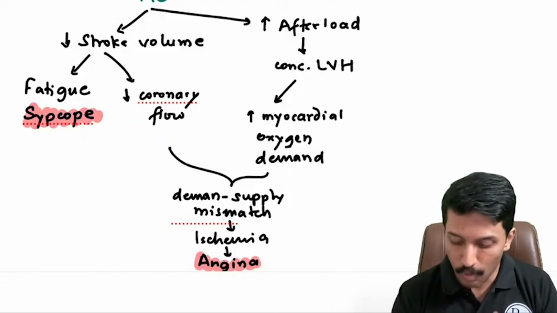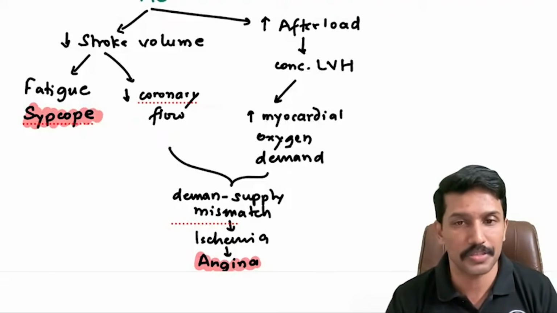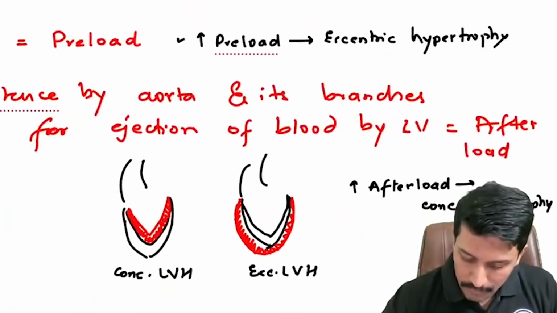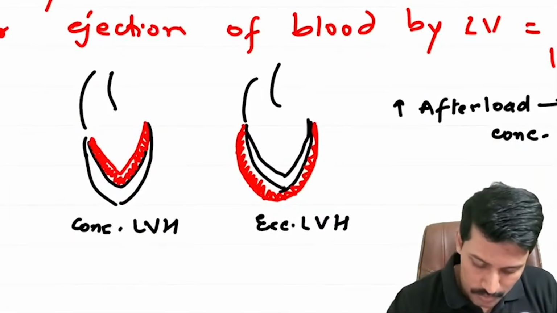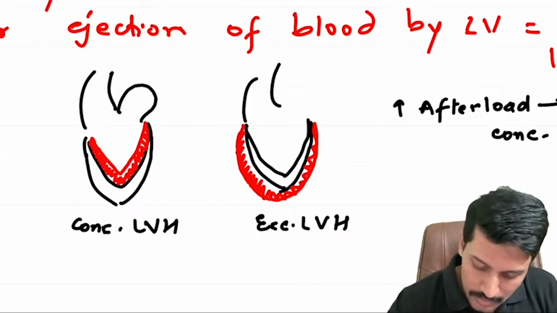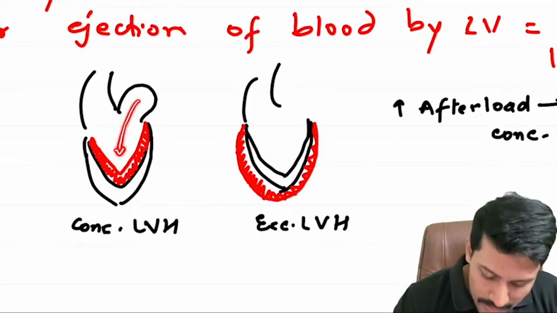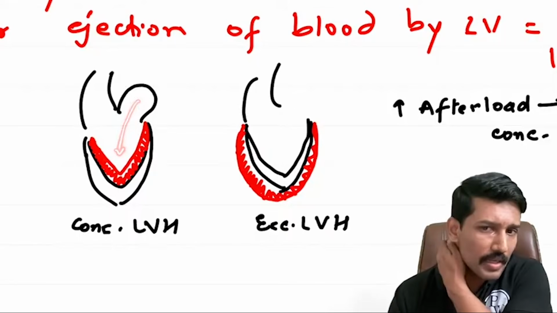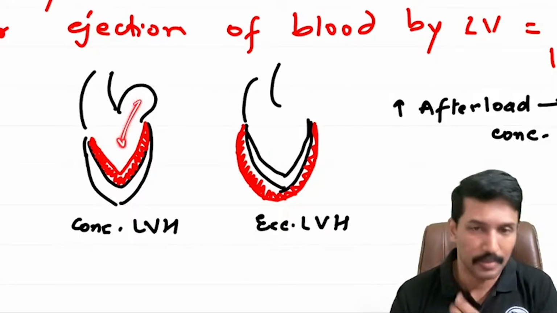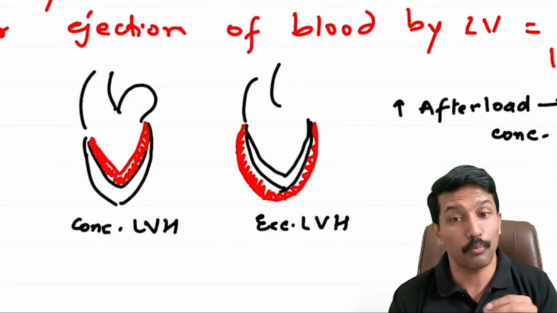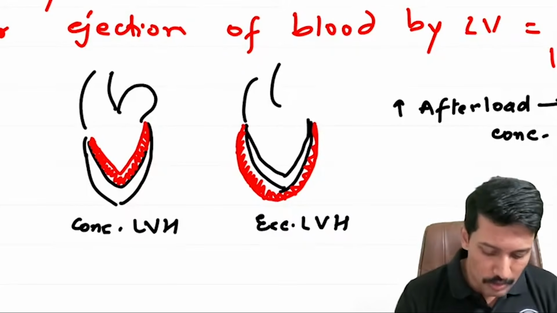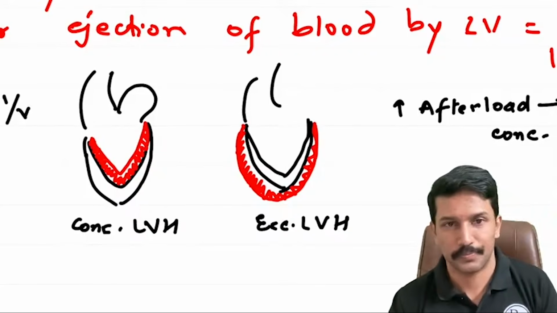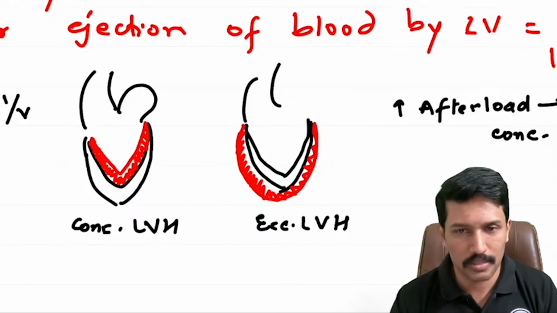What else can this concentric LVH lead to? Now we just learned that concentric LVH means the left ventricular volume is reduced. And because of that, when I want to fill blood into the left ventricle, don't you think I will have difficulty filling this ventricle? Because here Boyle's law comes into the picture. Boyle's law says volume and pressure are inversely related.